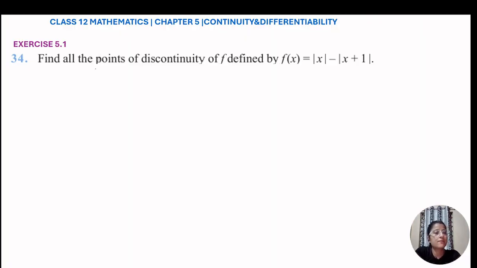In this question, we have to find all the points of discontinuity where our function is defined as f of x equals mod x minus mod x plus 1. Now we have to find all points of discontinuity. Always write what is given to you. I'm not writing here, I'm just telling orally. We are given a function, and we have to find all the points of discontinuity of this function.